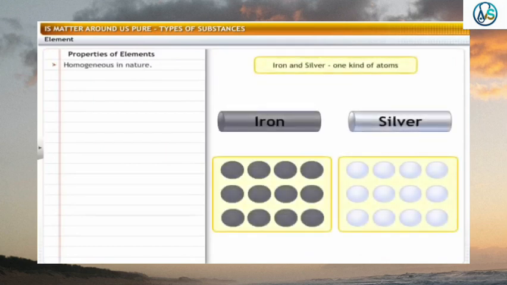Let's look at some of the characteristics of elements. An element is homogeneous in nature. It is a pure substance, made up of only one kind of atom. For example, iron and silver are made of only iron and silver atoms.